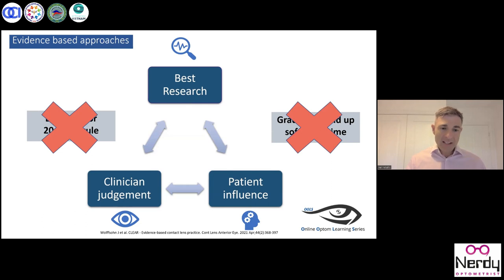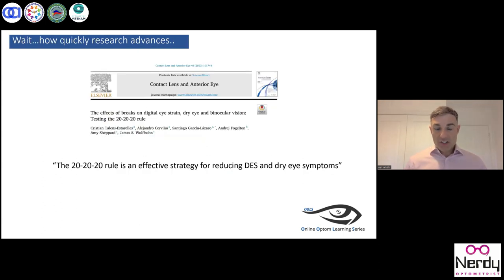And actually, the 20-20-20 rule, I would argue we should do, because one, research changes very quickly. And there is now evidence out there that this does work in reducing dry eye symptoms. And also, some sort of intervention is often useful, even if it's not the strongest supported in the literature. It may be that this rule changes with time, but it is very simple and effective.